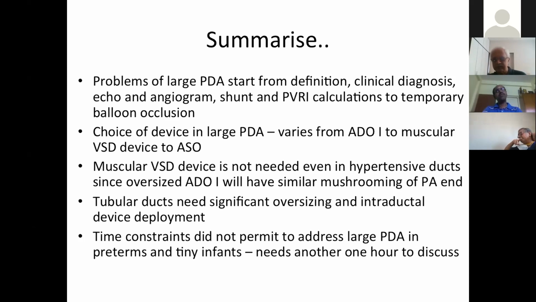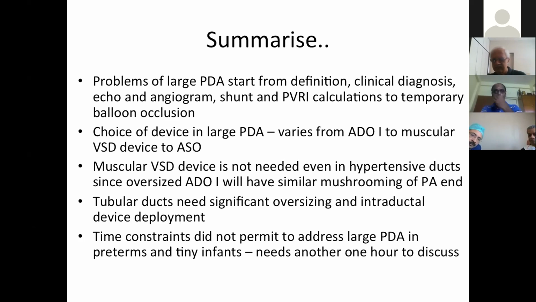I'm not a very great believer of finding out the QP by QS by taking the aortic annular VTI and aortic annular dimension, pulmonary annular VTI and pulmonary annular dimension, and finding out what is the left-sided cardiac output and right-sided cardiac output. Whatever is going out through the aortic annulus is the QP, and whatever is going through the pulmonary annulus is the QS.